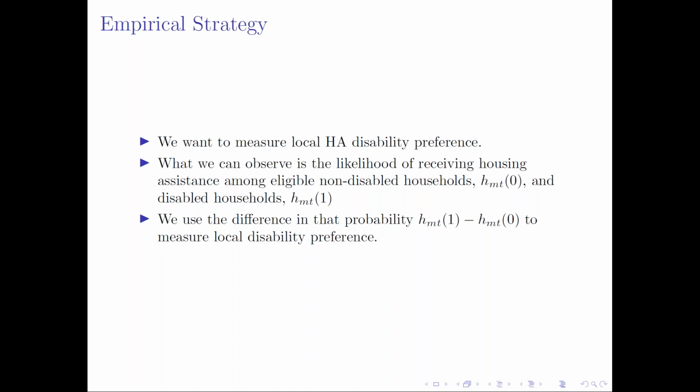And then we're going to compare that to the likelihood of receiving housing assistance if you are a disabled household, and that's the HMT of 1. And the difference between these two measures is going to be what we call the local disability preference, or the increase in the probability of receiving housing assistance if you're disabled relative to non-disabled. Next.